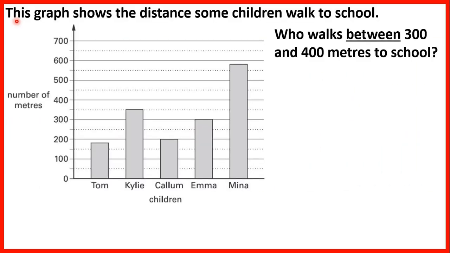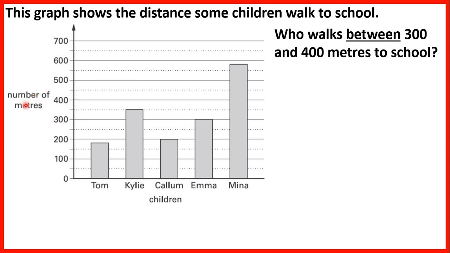This graph shows the distance some children walk to school. Who walks between 300 and 400 metres to school? So, because we want to find a value between 2 values, that means we want to know who walks in the middle of 300 and 400 metres.